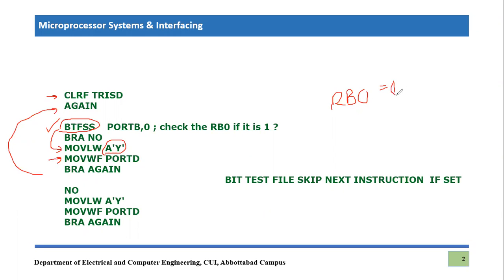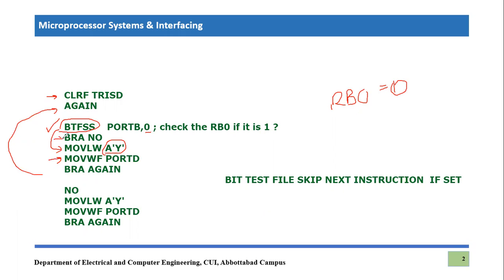Let's make it 0, and now perform this program again. We will again test this code, bit test file skip if set, PORTB comma 0. That means we will test the file register port B, and the bit we are testing is pin 0, and this time it is 0. So this condition won't be true because this is not equal to 1. That means we cannot skip the next instruction; we will run it.